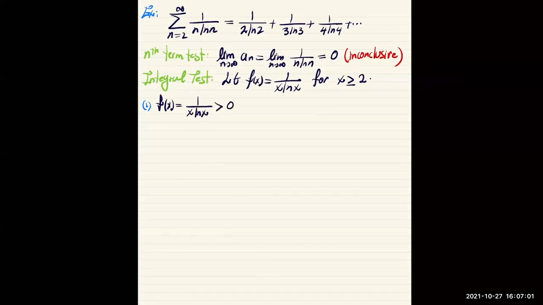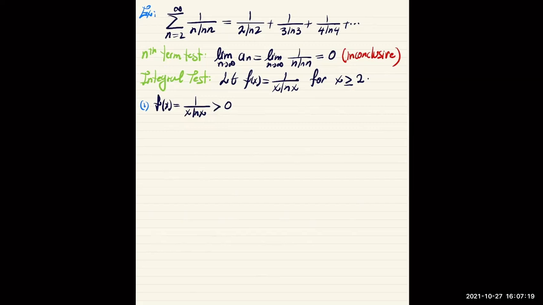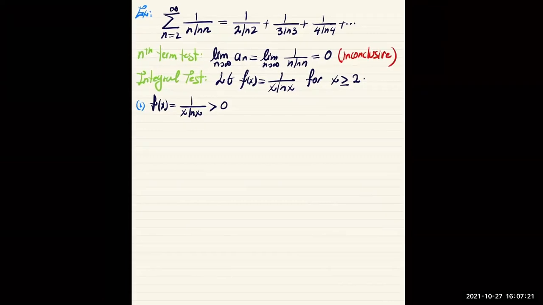This is greater than 0 for x larger than or equal to 2, because when x is more than or equal to 2, of course, this factor is positive. And ln of x is going to be positive for x greater than 2. So this is because x is positive and ln x is positive for x larger than or equal to 2.